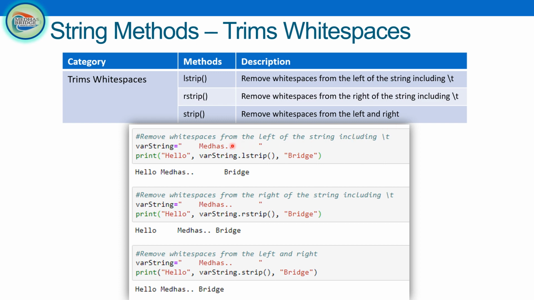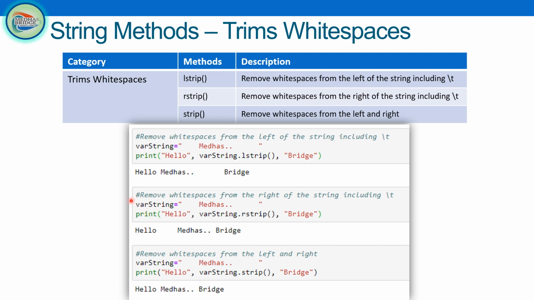We have a given input string: white spaces, string, white space. In this example, we are trying to trim the left white space using lstrip. Here is the output. White space from the left got removed.